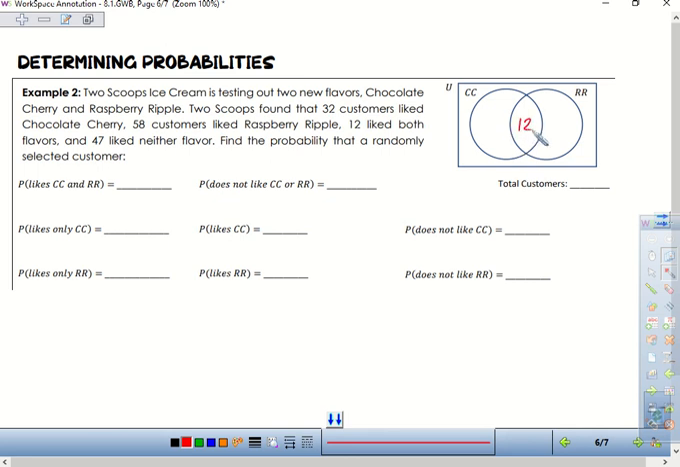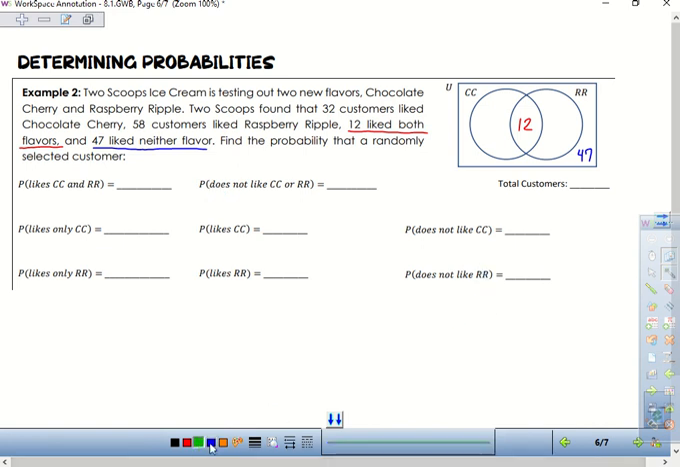12 people like both, right? So we've dealt with that. They like both flavors. And then where would the 47 that liked neither go? On the outside, good. Because if we put everybody in the gym and we put these literally on the floor, people would have to stand in either 3 of those parts of the circle or the outside. Those are the people that wouldn't stand anywhere in the circles.